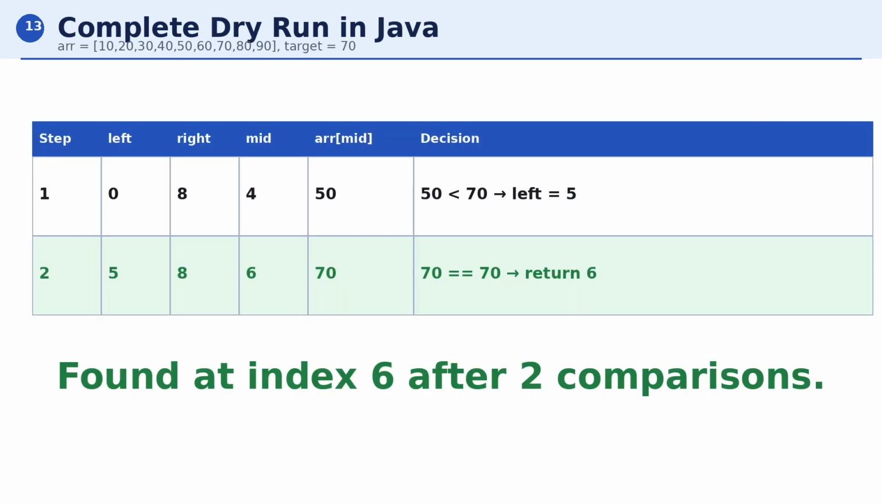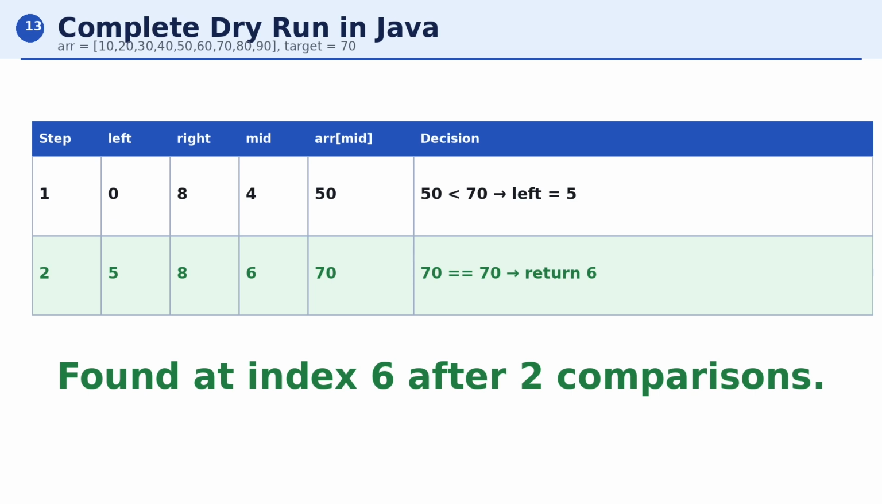Let's perform a complete dry run using our logic. Our array is 10, 20, 30, 40, 50, 60, 70, 80 and 90. And our target is 70. Initially, left is equal to 0, right is equal to 8. So, mid is 4. The value at index 4 is 50. Is 50 equal to 70? No. Is 50 smaller than 70? Yes. Therefore, the target must be on the right side.